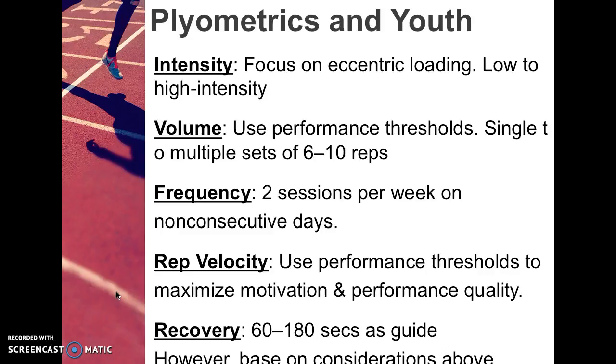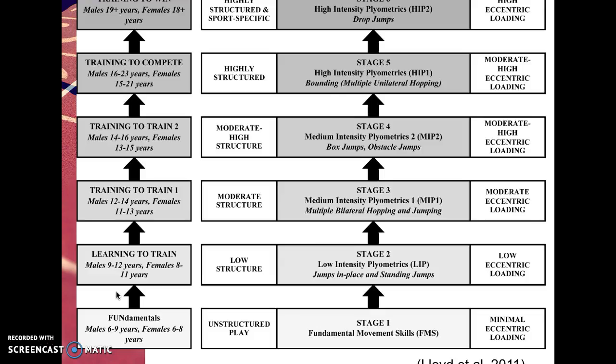Here you go for the youth, in case you're interested. I'll zip right through these. Focus on eccentric loading, low to high intensity. Volume: performance threshold, single to multiple sets of 6 to 10 reps. Frequency: 2 sessions or less, not consecutive, so we get rest. Rep velocity: use performance thresholds to maximize motivation and performance quality. And then recover 60 to 180 seconds as a guide. It also is based on your coach's eye.